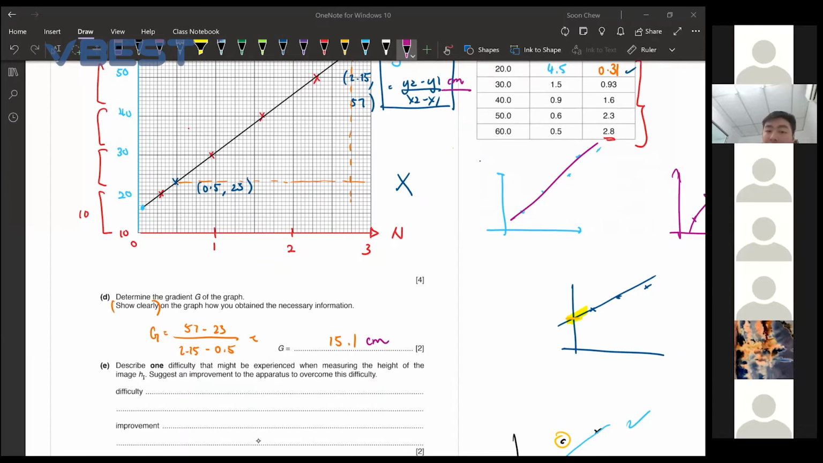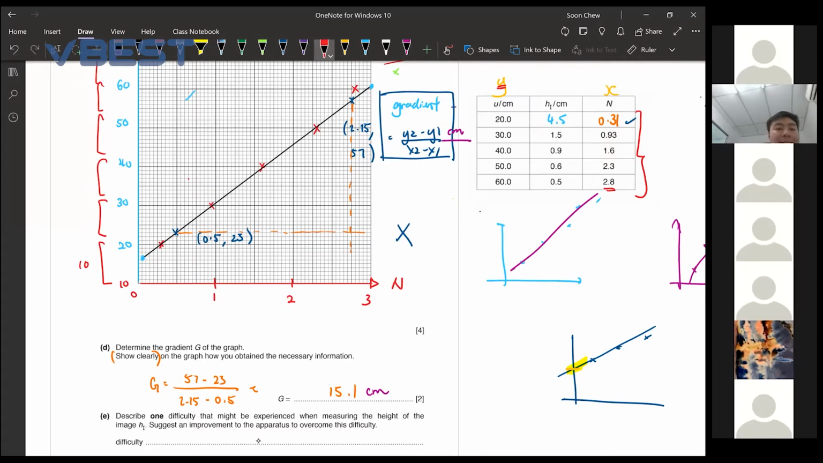Is it okay to use the point from the table? No. You cannot use the point from the table unless the point really passes through the line. Or else you should always choose the point on the line. Your graph doesn't have to touch the y-axis if you didn't draw it. It's okay also, no worries.